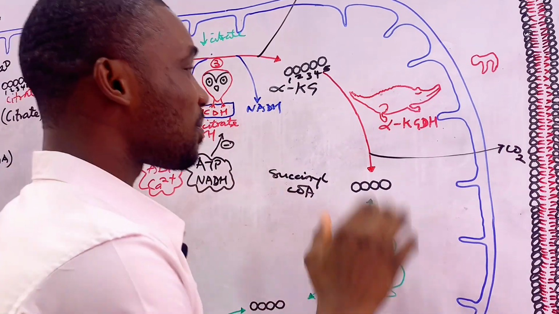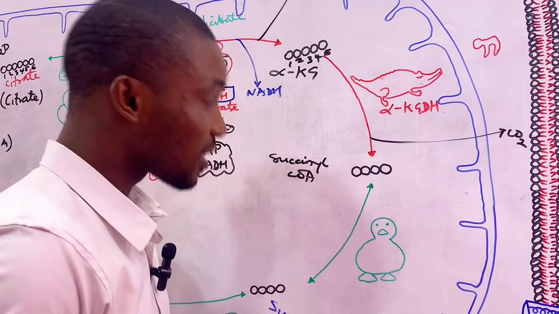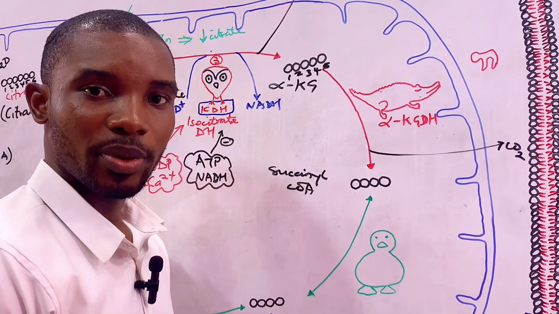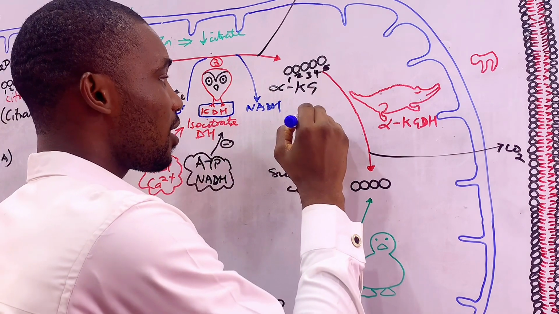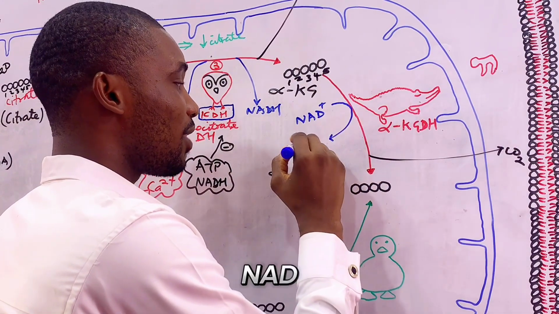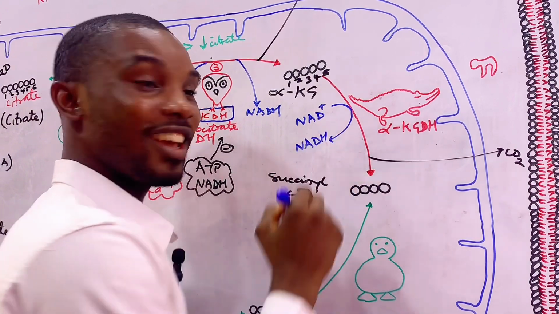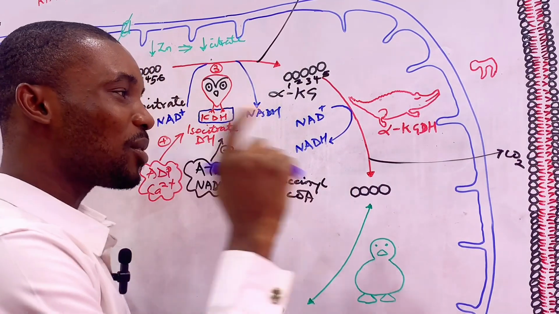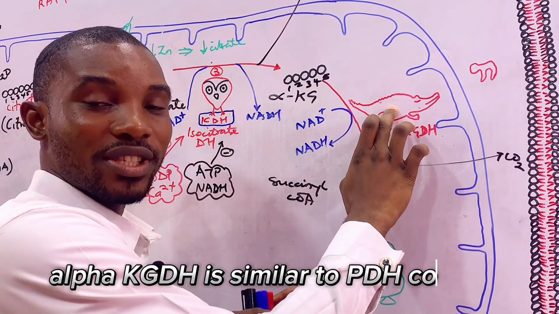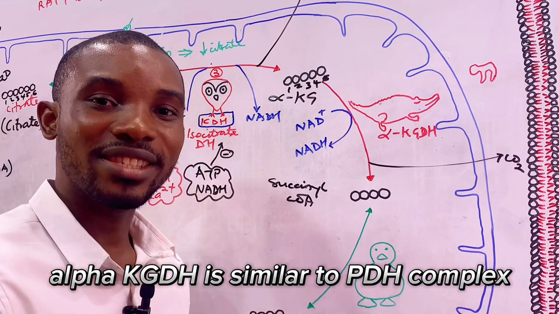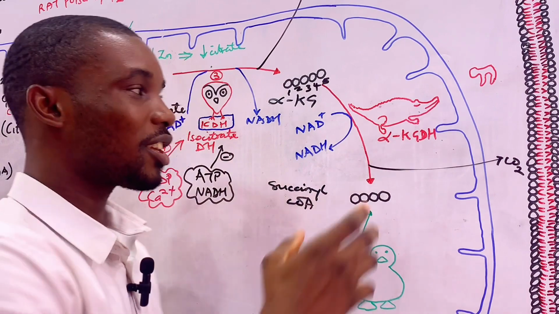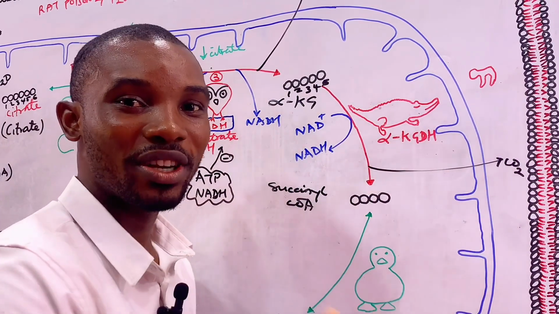All right. Now, this alpha ketoglutarate, you had alpha ketoglutarate dehydrogenase, right? So what do you expect? NAD plus will be converted to NADH. Okay. I want to tell you something about this enzyme also. This enzyme is similar to the pyruvate dehydrogenase complex. So this is the alpha ketoglutarate dehydrogenase complex. It consists of how many enzymes? Three, E1, E2, and E3.